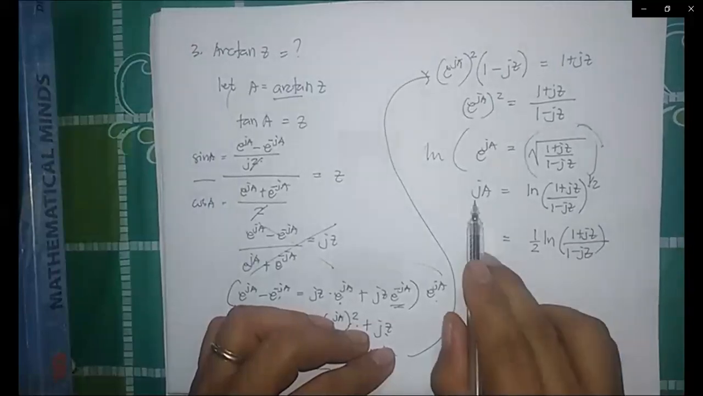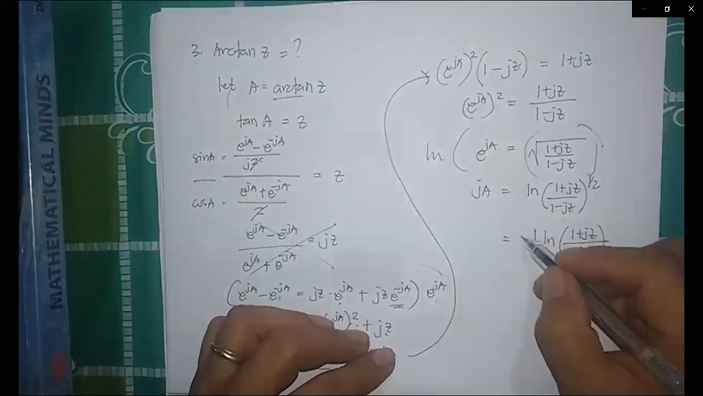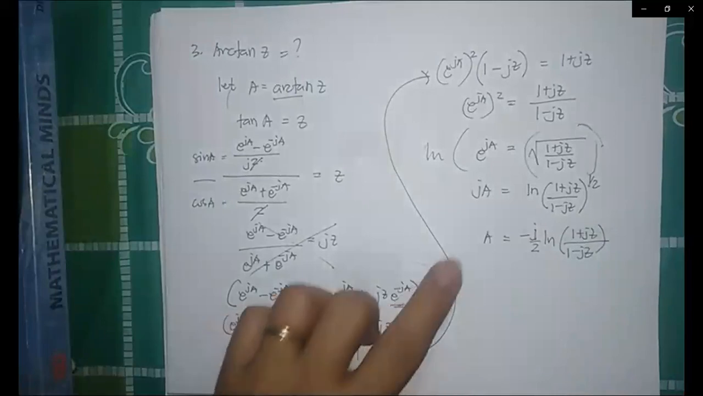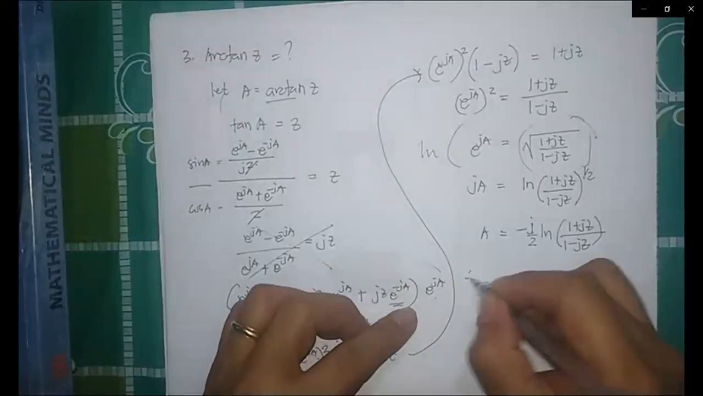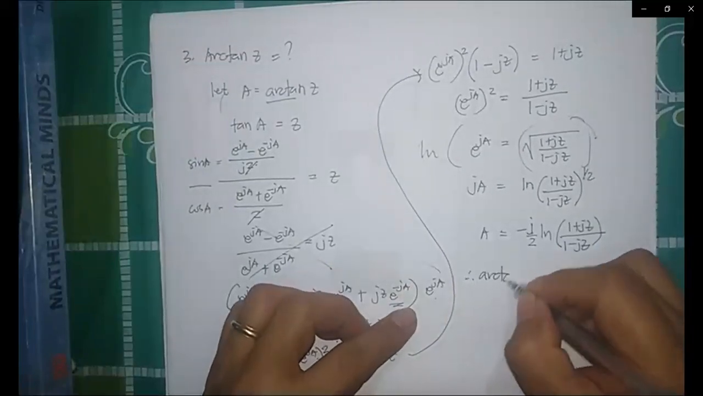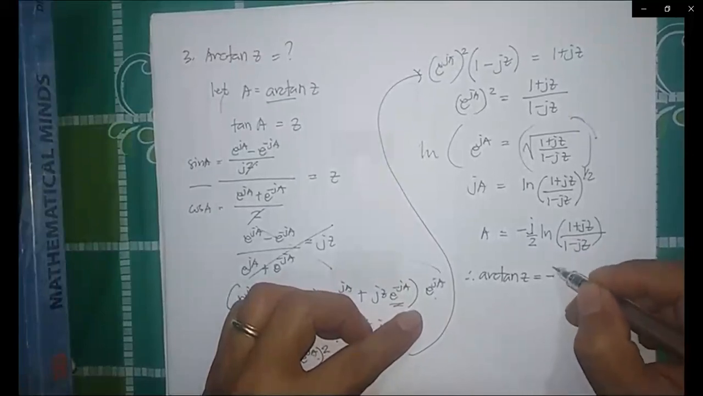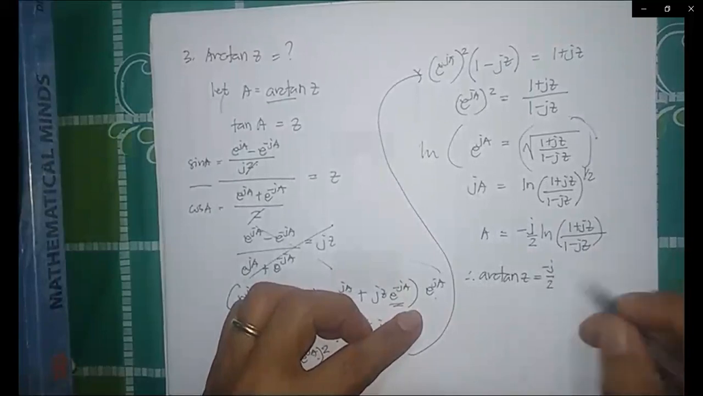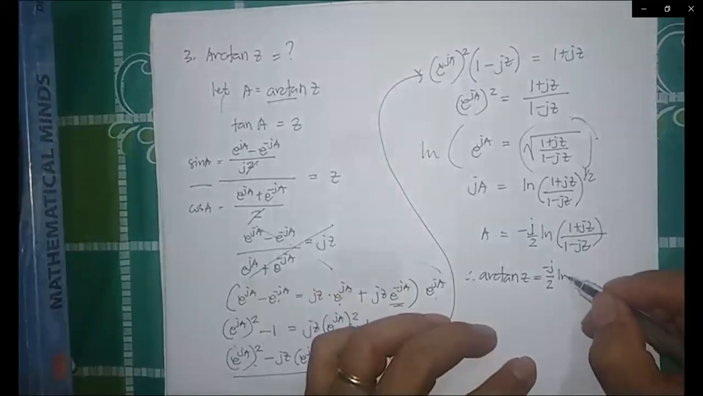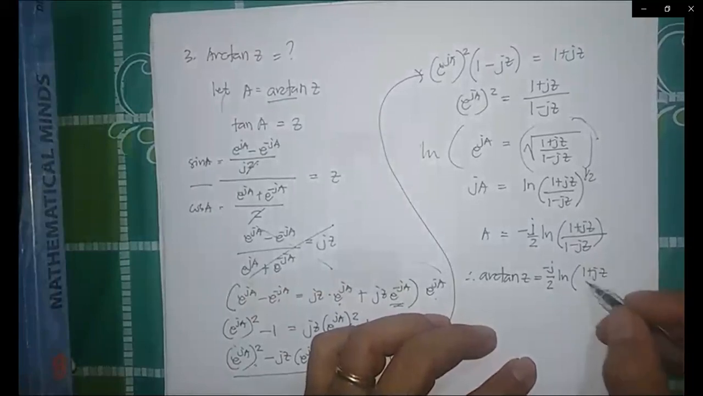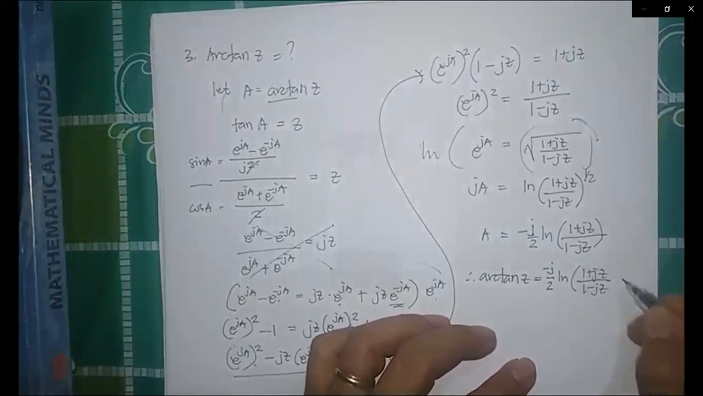Now, if we transpose j to the other side of the equation, that becomes negative j. So therefore, the arctangent of the complex number z is simply equal to minus j over 2 times ln of 1 plus jz all over 1 minus jz.